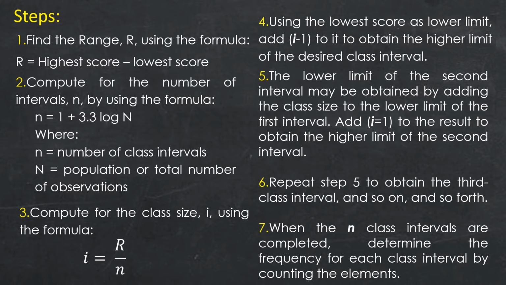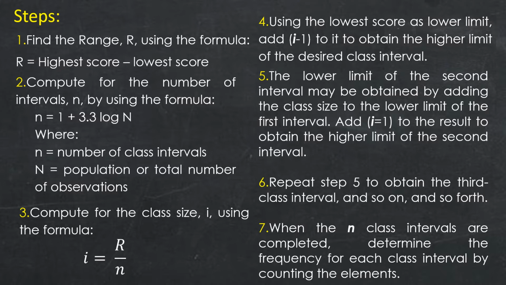n is equal to 1 plus 3.3 log N, where lowercase n is the number of class intervals, and uppercase N is the population or total number of observations. Then compute for the class size i using the formula i is equal to R over n.